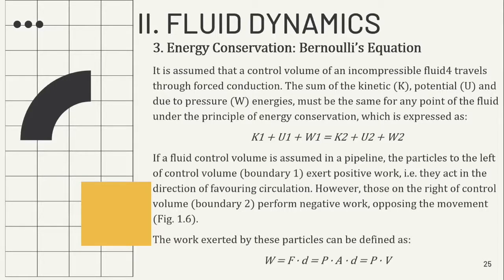If a fluid control volume is assumed in a pipeline, the particles to the left of control volume boundary 1 exert positive work. They act in the direction favoring circulation. However, those on the right of control volume boundary 2 perform negative work, opposing the movement. The work exerted by these particles can be defined as the formula shown below.